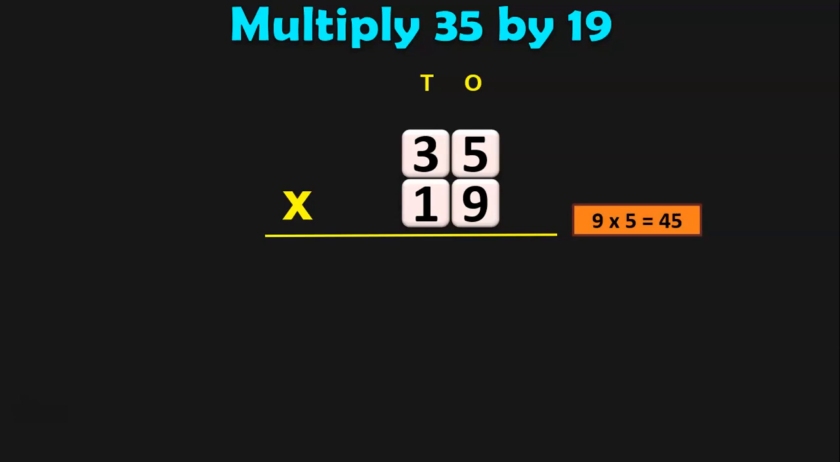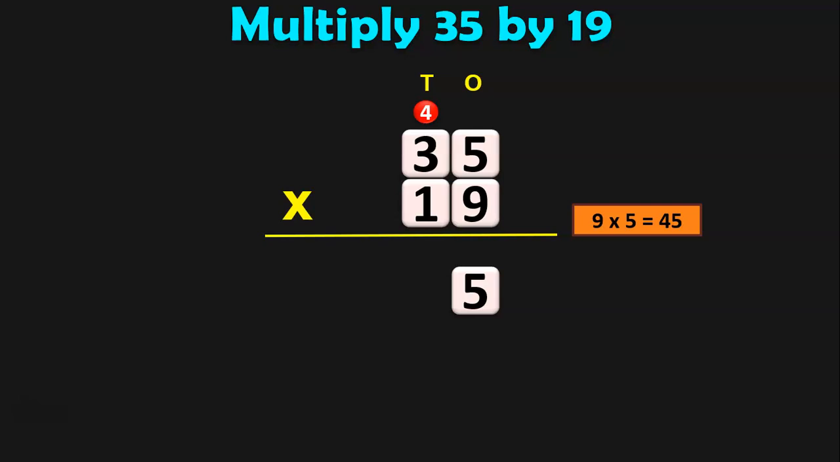9 into 5 is 45. 5, carry over 4. This is the regrouping concept because you have 45 ones. So how can you regroup that? 4 tens plus 5 ones. So 5 ones is retained in the ones place and 4 tens is taken as a carryover to the tens place. You would have understood this regrouping concept in your lower classes. So let us quickly do this now.